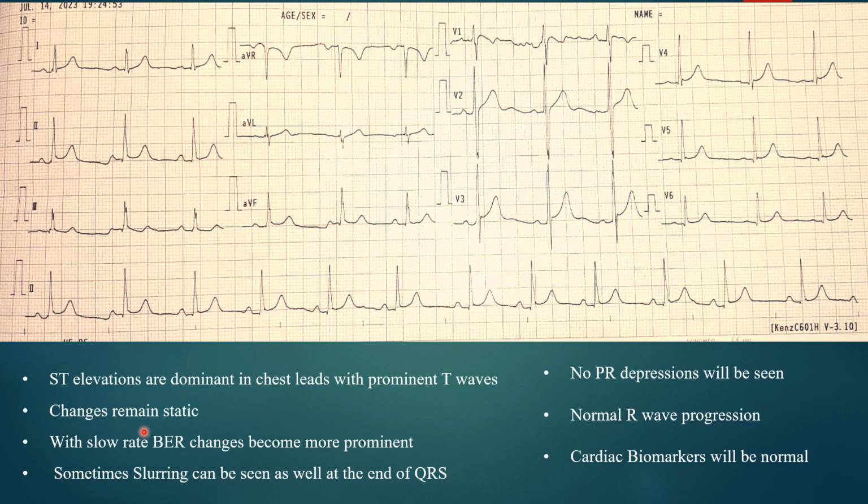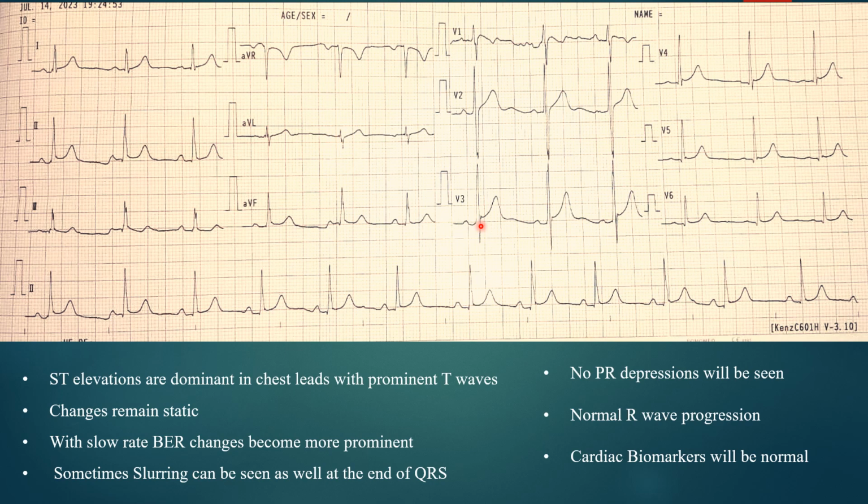So be wary of that as well. The important findings are that there is slurring or notching. So here we can see that there was a notch here. These notches are very important, especially when you are trying to identify an early repolarization pattern. Sometimes there can be slurring seen as well.